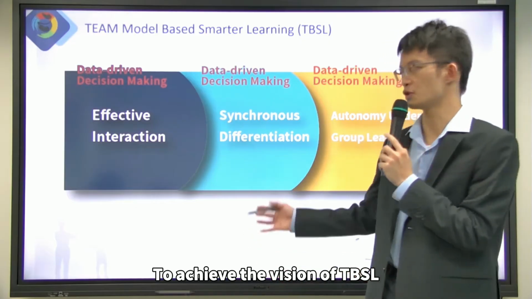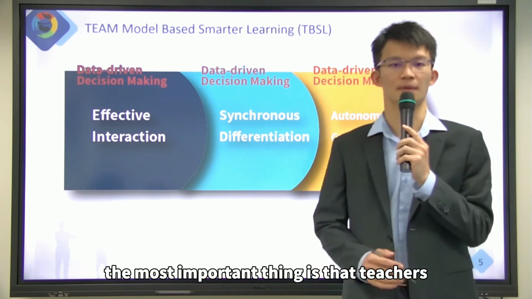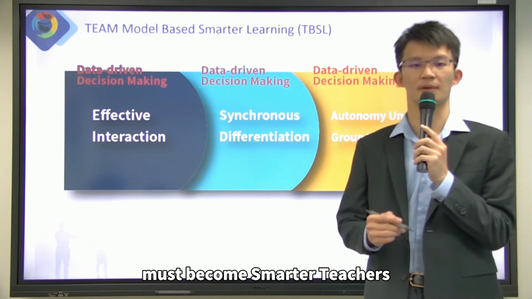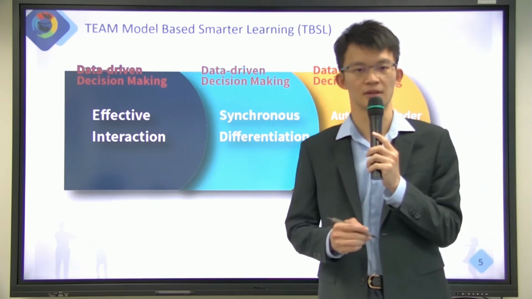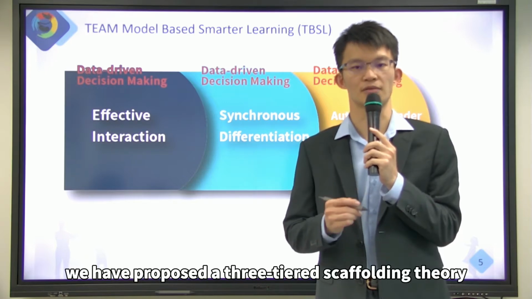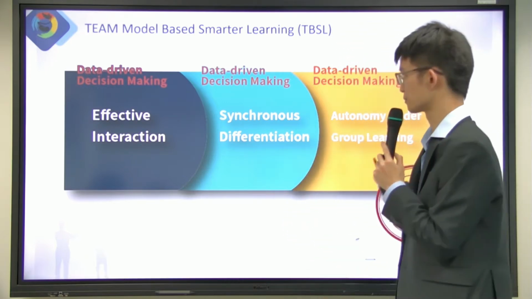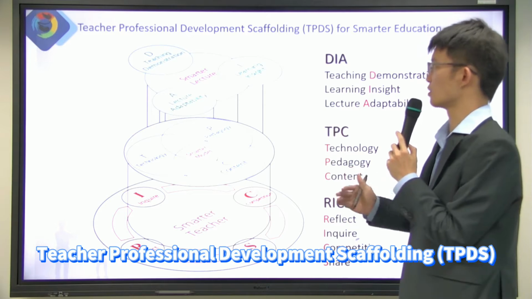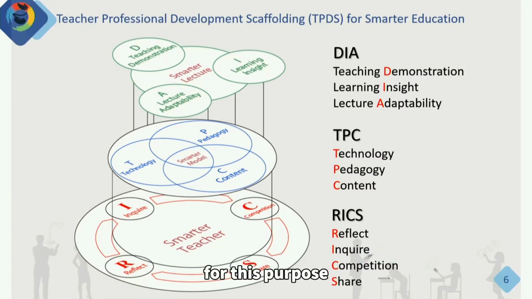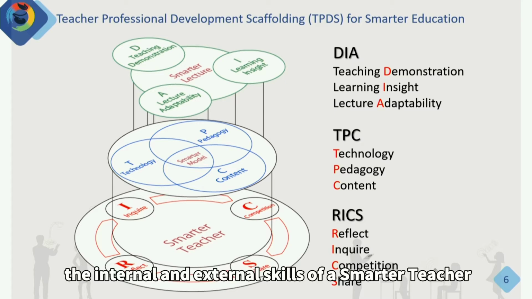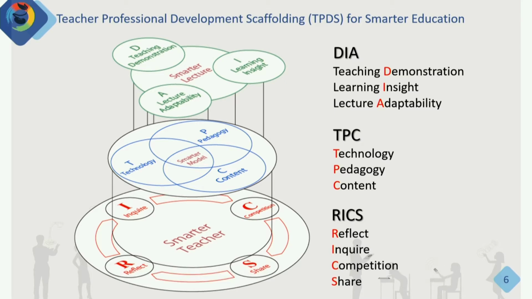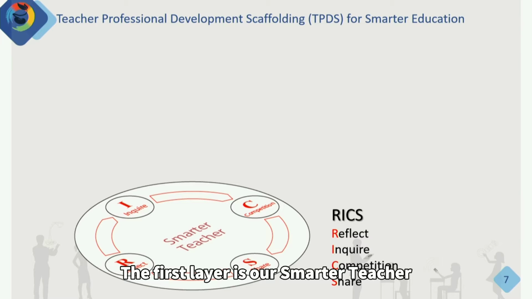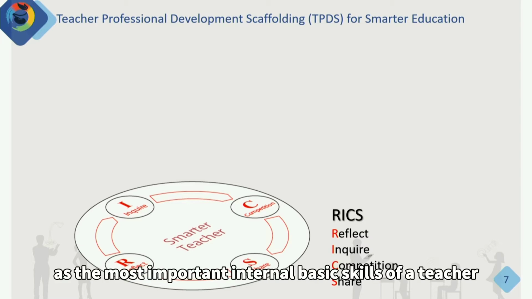To achieve the vision of TBSL, the most important thing is that teachers must become smarter teachers. Therefore, we have proposed a three-tiered scaffolding theory, the teacher professional development scaffolding for this purpose. These three layers build up the internal and external skills of a smarter teacher. The first layer is our smart teacher. It emphasizes the four items of RICS as the most important internal basic skills of a teacher.